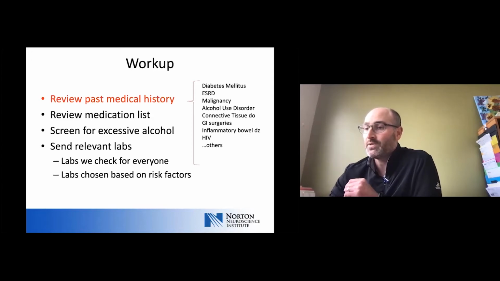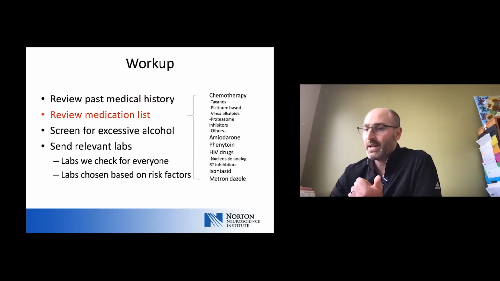I like to look for connective tissue disorders, gastrointestinal surgery, and inflammatory bowel disease because they're common risk factors for nutritional deficiencies. In addition to things like HIV, which can cause polyneuropathy, and some of the HIV drugs can as well. In terms of the medication list, I like to look at this and see if there's any relevant medical history as well for possible agents in the past. And if I think there may have been exposure as well.